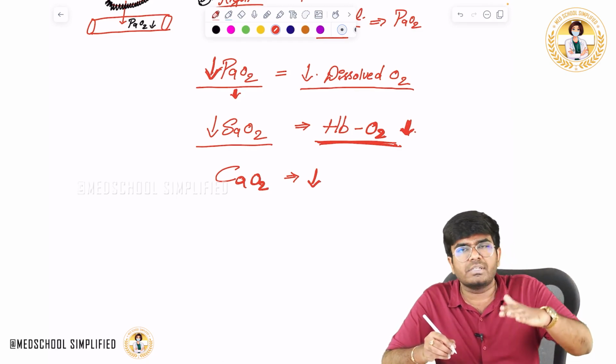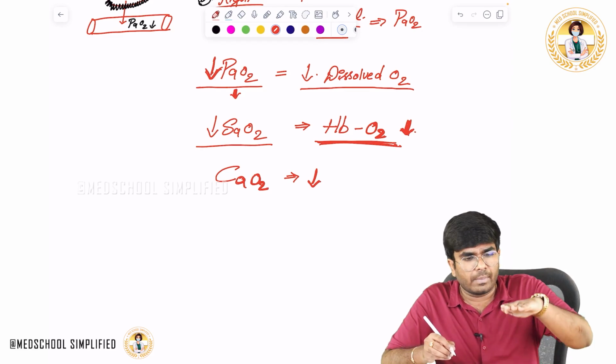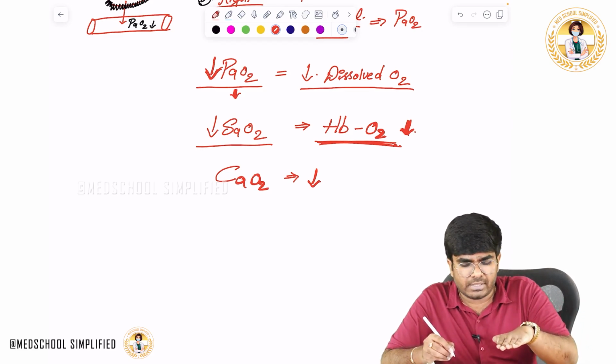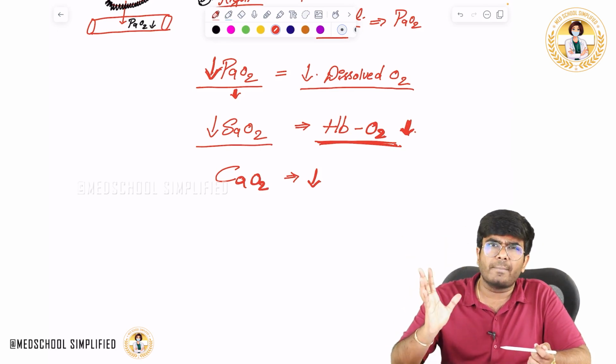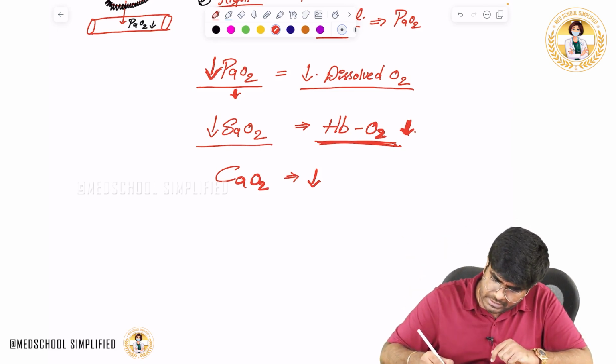In pulmonary fibrosis, oxygen is not coming in, so the partial pressure of oxygen is going to be less. Outside oxygen is not there, so inside oxygen is not there. Simple. So the content of oxygen in the arterial blood is less.